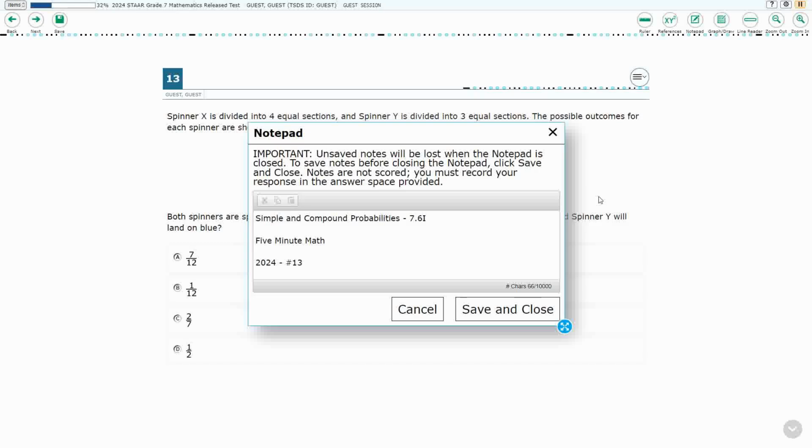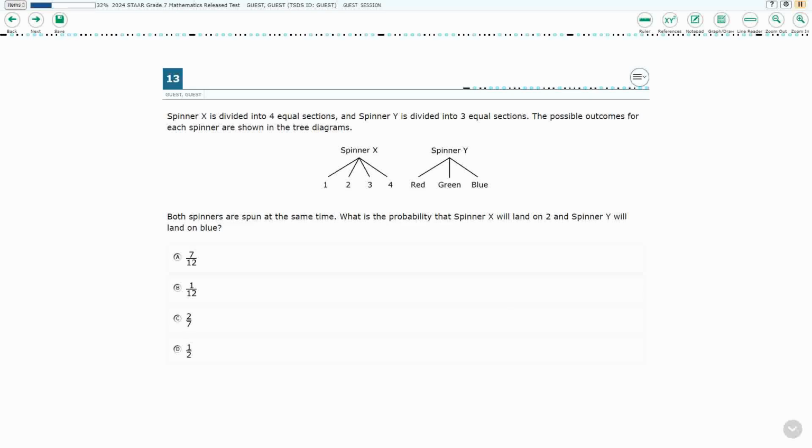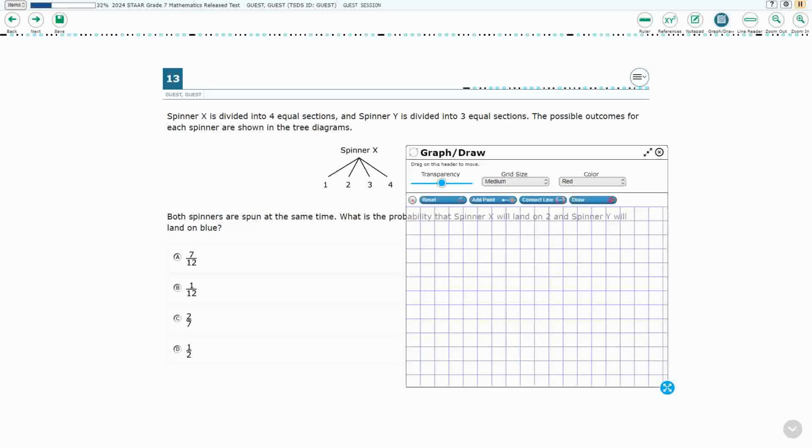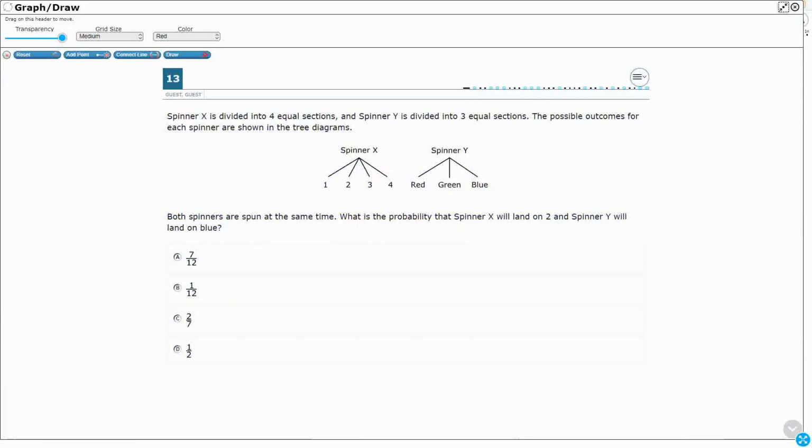Today we are looking at the 7th grade concept of simple and compound probabilities. This is standard 7.6i in the great state of Texas, and we're using item number 13 of the 2024 released STAAR test. If you haven't done so already, please go ahead and take a moment to pause the video, work this problem out on your own, unpause it, and we will look at our answers together.